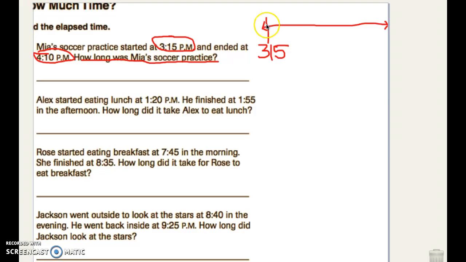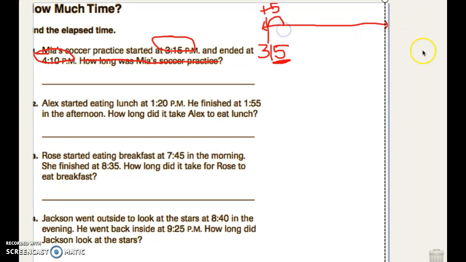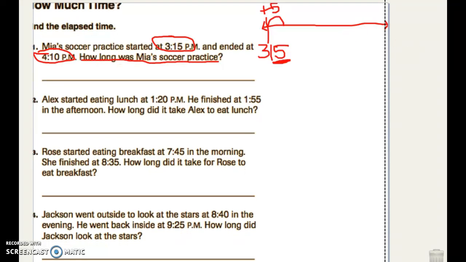All right, so I'm going to, first of all, because this ends in a 5, I want to just get that to my friendly landmark 10, right? That ends with a 0. So I'm going to take a jump of 5 minutes, plus 5. And this will get me to 3:20. Great. 3:20. Okay.